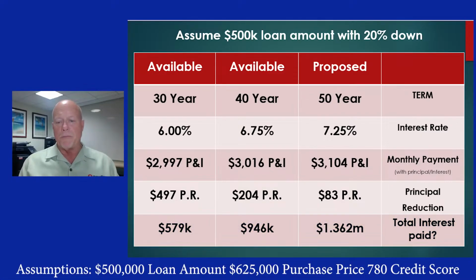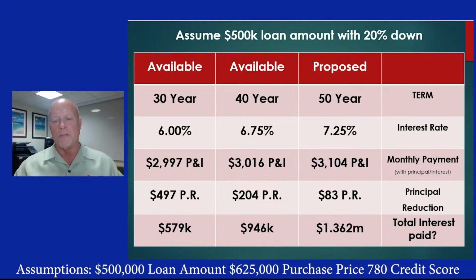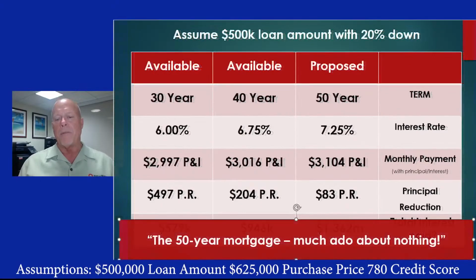And then the last row, I put that in there. Total amount of interest paid over the entire term. Don't worry about that number. No one ever pays a loan to term anymore. I don't think that's useful to consider how much interest you pay over the entire 30, 40, or 50 years is worth the mental energy. So forget about that because you're not going to pay the loan to term anyway. So the bottom line here, as you see at the bottom, the 50-year mortgage is much ado about nothing.